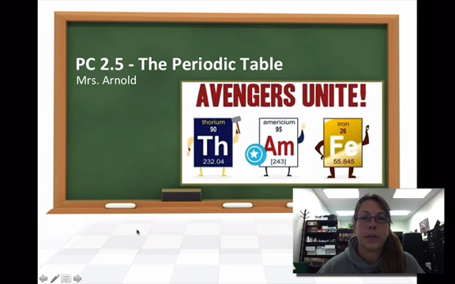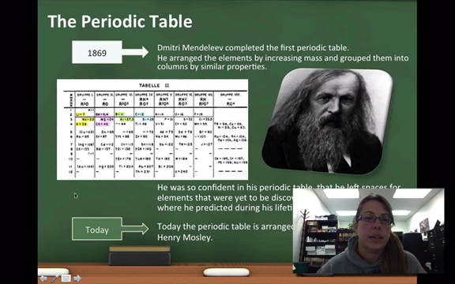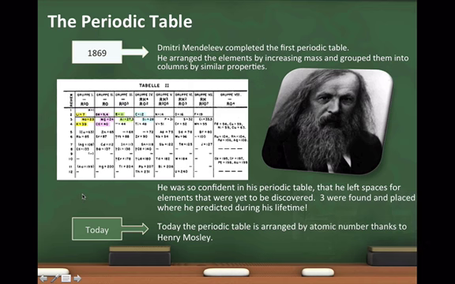Okay, this is Chemistry Podcast 2.5, and we are going to talk all about the periodic table. So, back in 1869, that was the first periodic table, and it was by Dmitri Mendeleev.